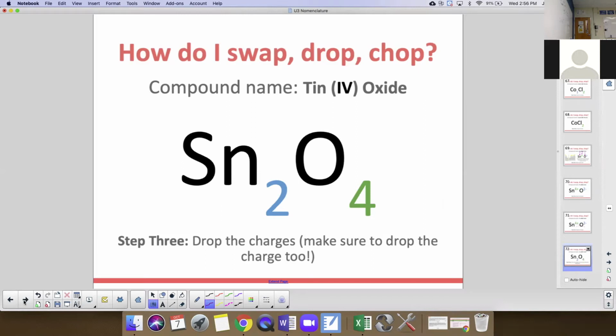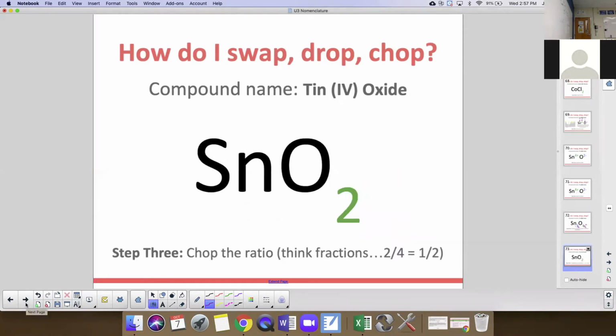So what do I need to do in order to chop them? Divide. Divide by 2. And so 2 divided by 2 is 1. All right, and 4 divided by 2 is 2. So SnO2 is what you end up with.